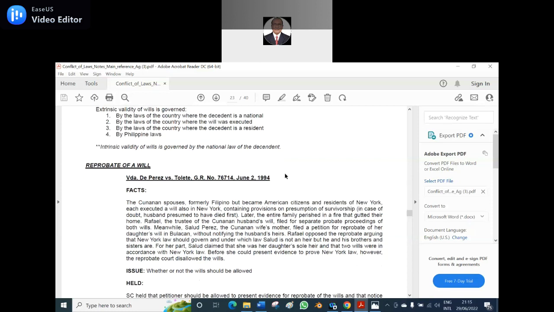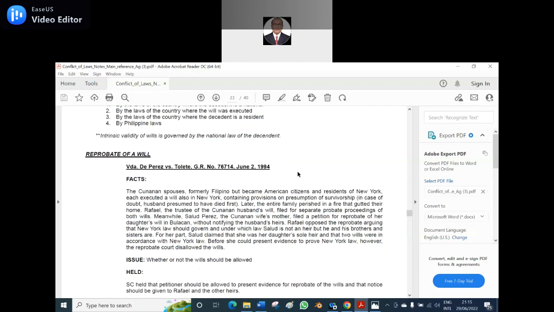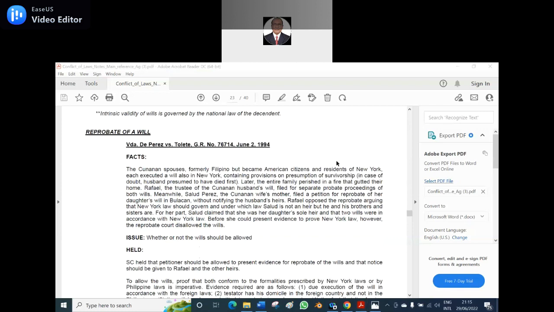Then, when it comes to the probate of the will, here we again have Vda. de Perez versus Tolete, G.R. No. 76714, June 2, 1994. Let us see what the probate of a will involves. The facts of the case go in this manner. The Cunanan spouses, formerly Filipino, became American citizens and residents of New York.